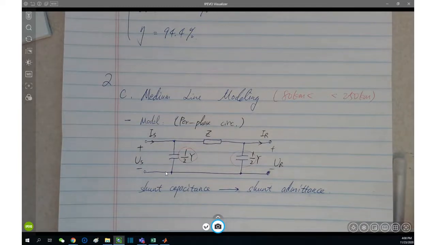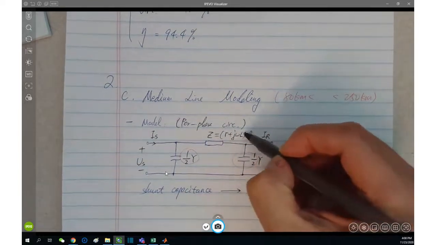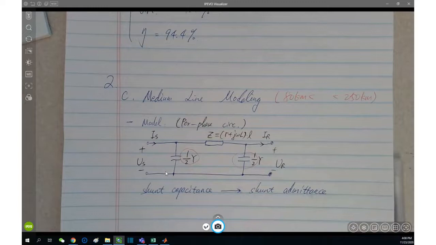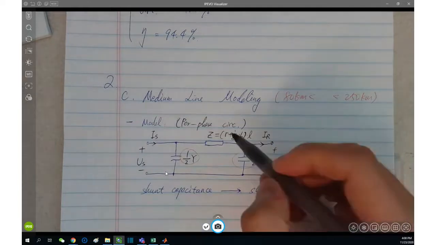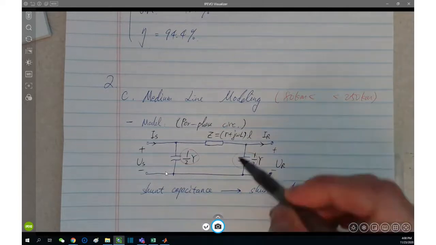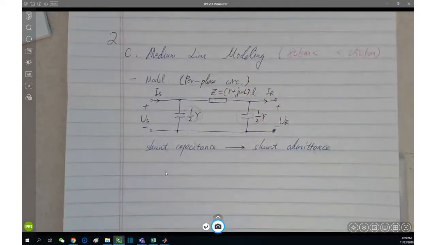And here, this part remains the same as what we learned previously. The total impedance Z equals the resistance plus j omega inductance, times the distance, right? So R and L here are the resistance and inductance per unit length, and L here is the length. This is the circuit model. So the difference is, once again, you have shunt admittance.